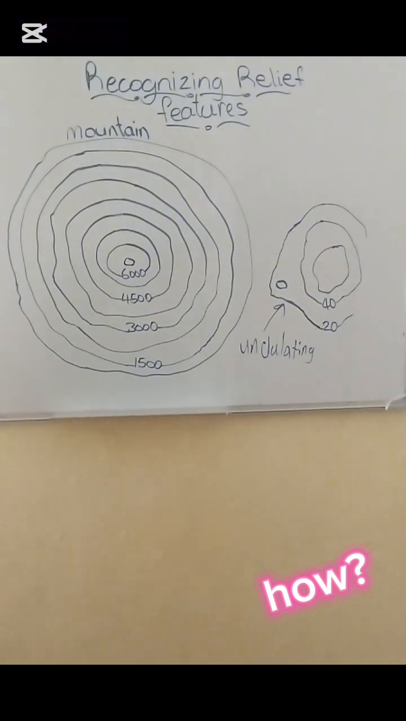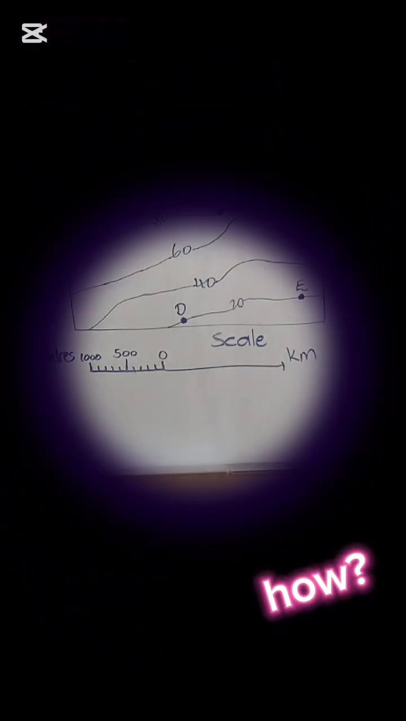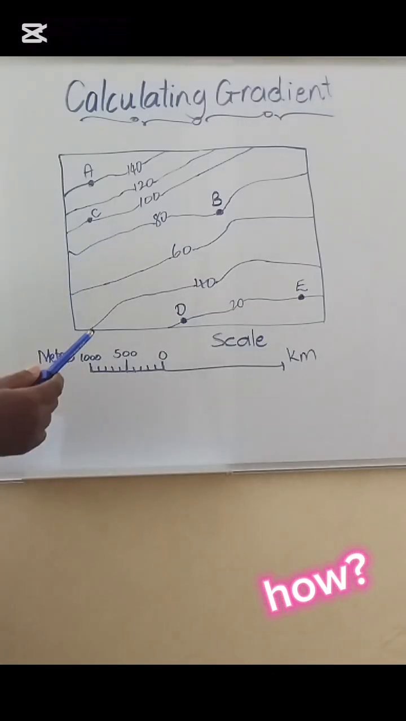Okay, now that is all about recognizing relief features. Those are the main relief features to be identified. What I do, I go straight into calculating gradients, because when we talk about gradients, we're talking about the steepness or the gentleness of the slope. Okay, looking at calculating gradient, we calculate gradient with the formula, as you know, vertical distance over horizontal distance.